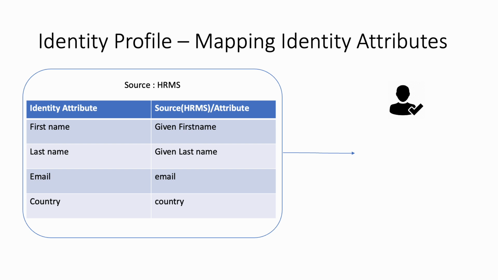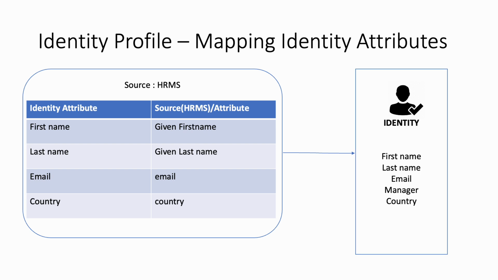For example, first name from HRMS maps to given name. Once these are mapped, the identity profile becomes complete, and the system can use this for lifecycle management, access provisioning, and more. To ensure that each entity is uniquely identifiable across all systems, the platform uses UUID.